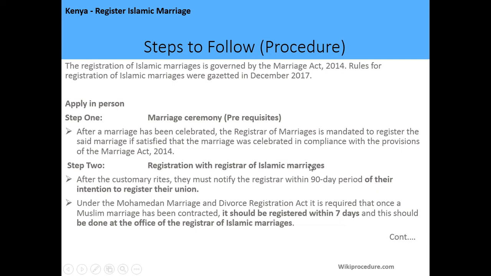So, first of all, you can make a notification of your marriage 90 days before, stating that you intend to have the marriage, and after you have already gone through the ceremony, you have to register it within 7 days.